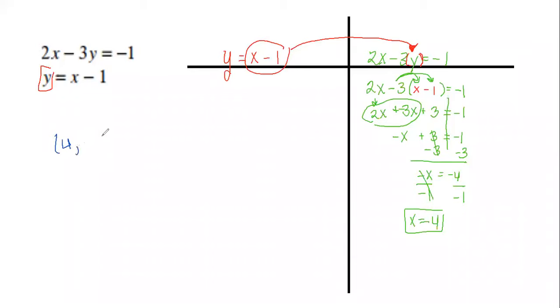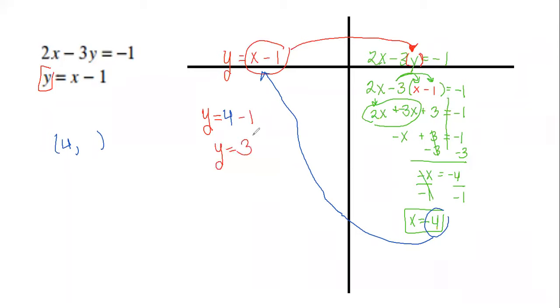But I still need to find y. Problem is that we don't know what y is. But now that we know what x is, we can take this 4 and we can substitute the 4 in for x. So I have y equals 4 minus 1. And then I can say, okay, y equals 3. So y equals 3. So that is why this is called the substitution method, because we're substituting one variable in for another, finding what's equal to it, and putting it back in. Okay, so my solution here is 4, 3.